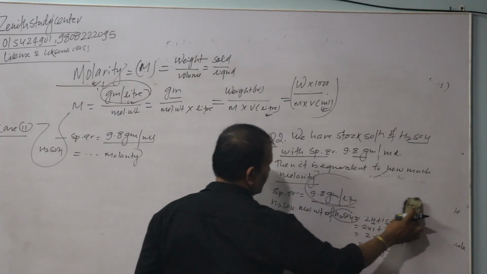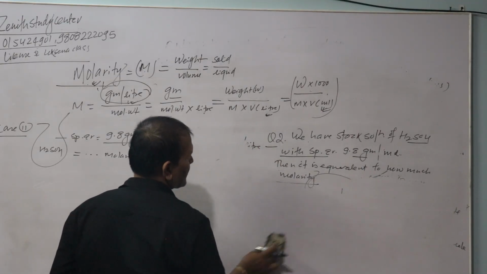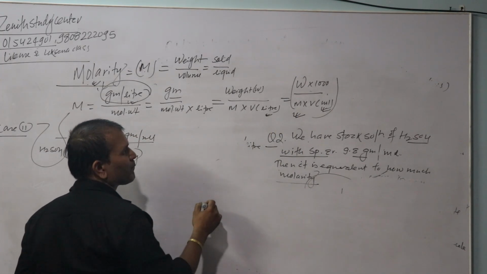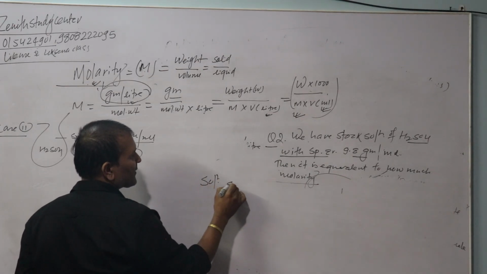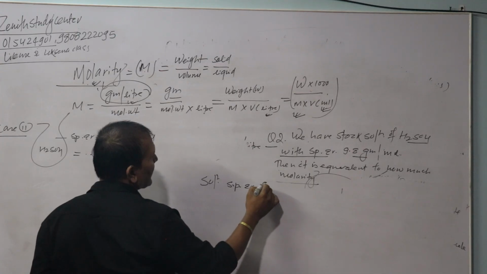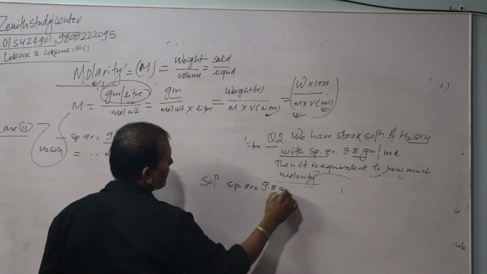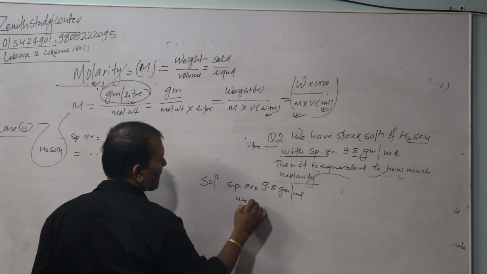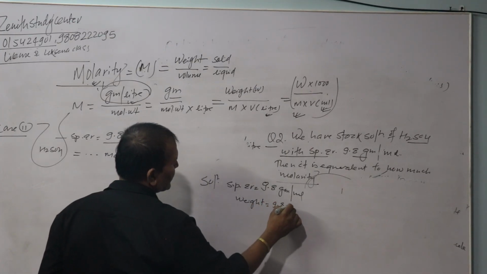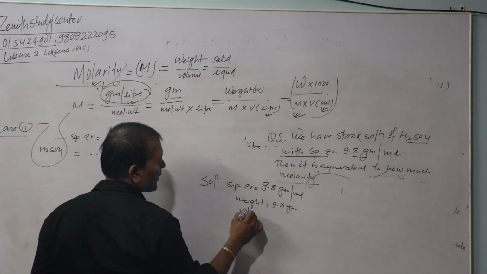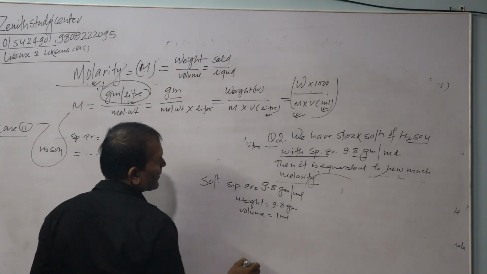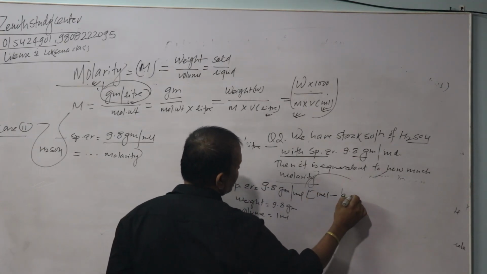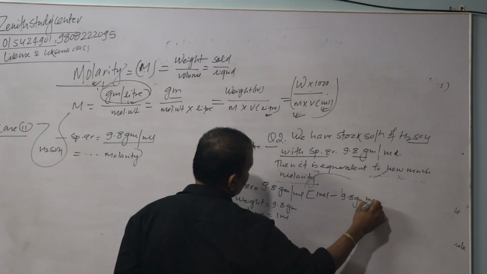So at that condition, you can use the formula of molarity. First, we have been given the specific gravity. What is specific gravity? 9.8 gram per ml. It means that weight is equal to 9.8 gram, and volume is equal to 1 ml. So we can write that 1 ml contains 9.8 gram of H2SO4.